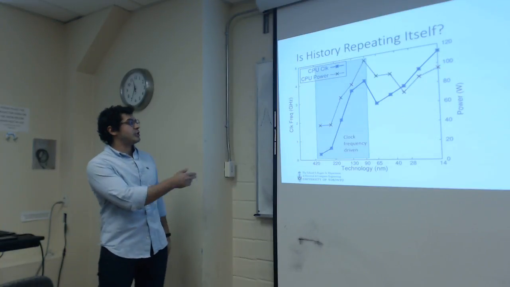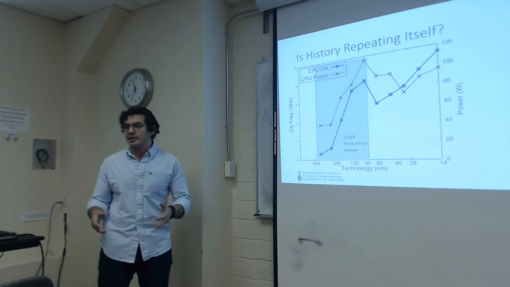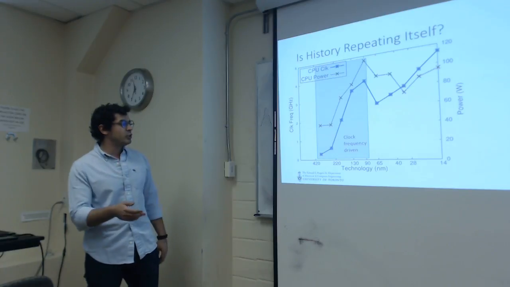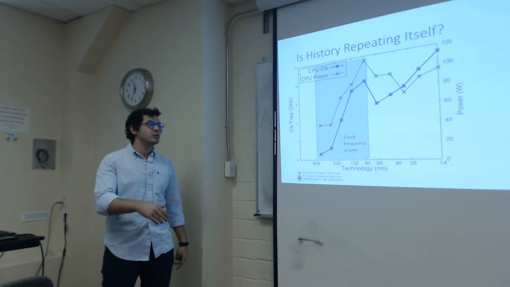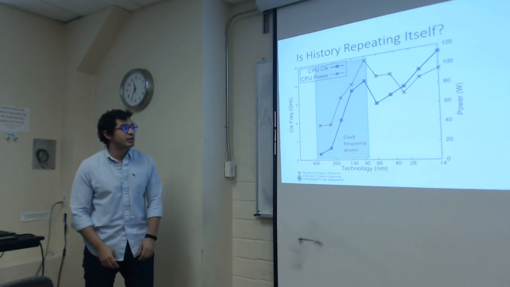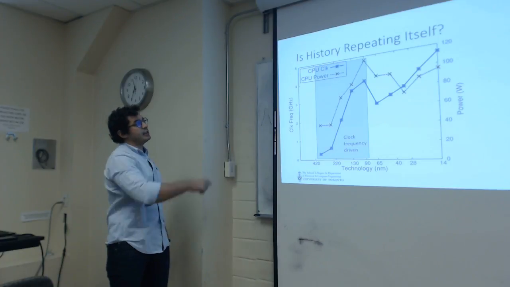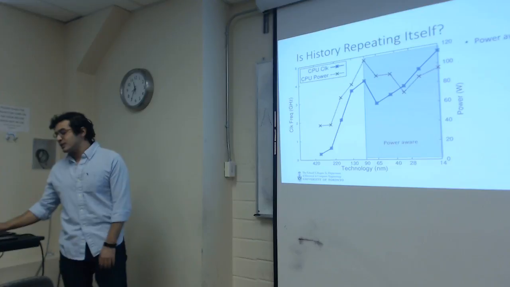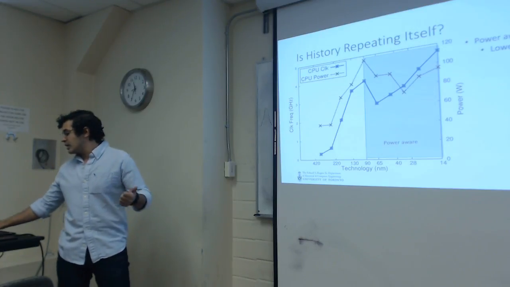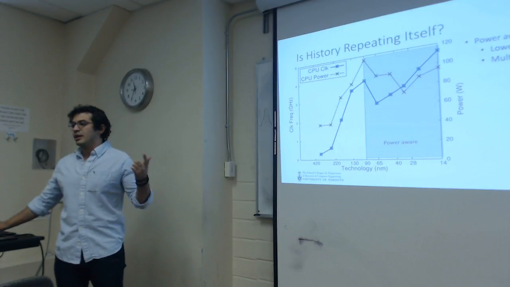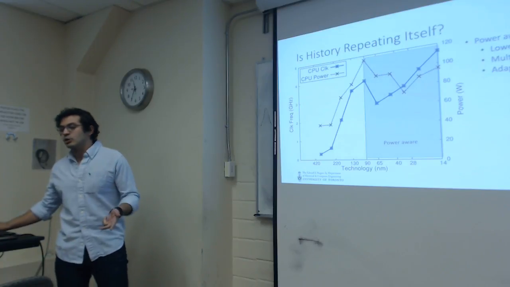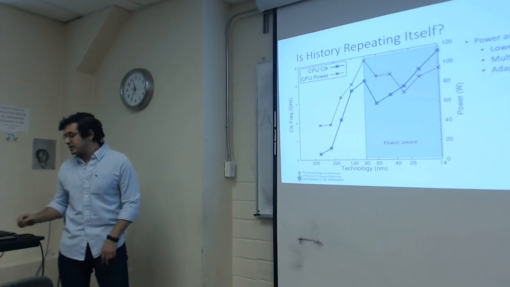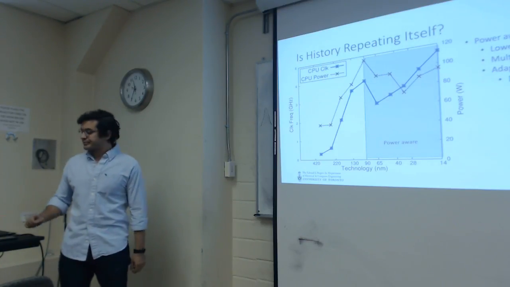In earlier technology nodes, CPU design was mainly clock frequency driven. With every new CPU, we wanted a higher clock frequency, and that was the main driving factor, until we hit the power wall. Then we started designing power-aware CPUs, right? We started focusing on decreasing the clock frequency and using multiple cores instead, and looking into adaptive power management techniques such as dynamic voltage scaling.